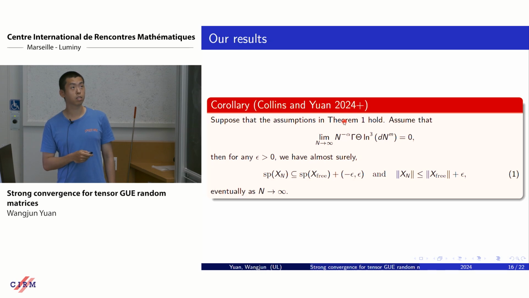We are still under the same assumption as the theorem, and if we assume that this object, n to the power minus alpha times gamma theta times log to the power 3 of d n to the power m, converges to zero, then for any epsilon positive, we have the almost sure relationship eventually when n tends to infinity: the spectrum of X_n is included in the spectrum of X_3 plus a small interval. And also the operator norm of X_n is controlled by the operator norm of X_3 with a loss of an arbitrarily small number.